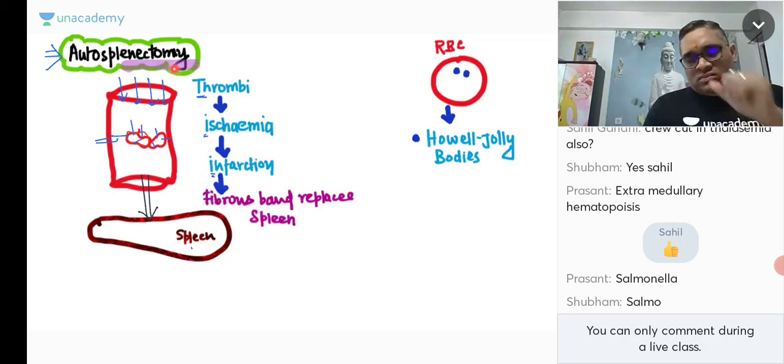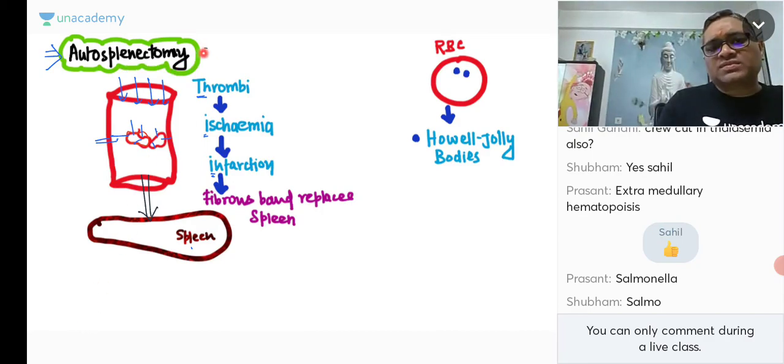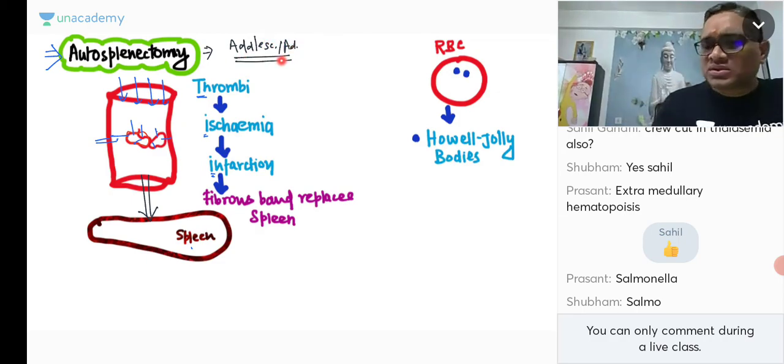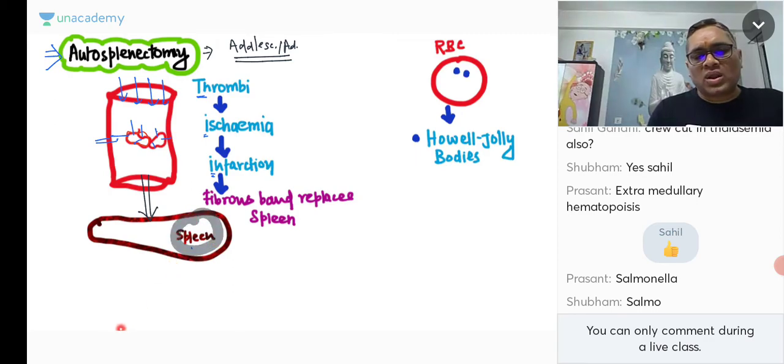This is called autosplenectomy. Now, spleen is a graveyard of the RBC. And remember, autosplenectomy you will not find in the pediatric age group. This will be seen in the adolescent or adult, because it will take time. Spleen is a graveyard of the RBC, so all RBC will be dumped here.